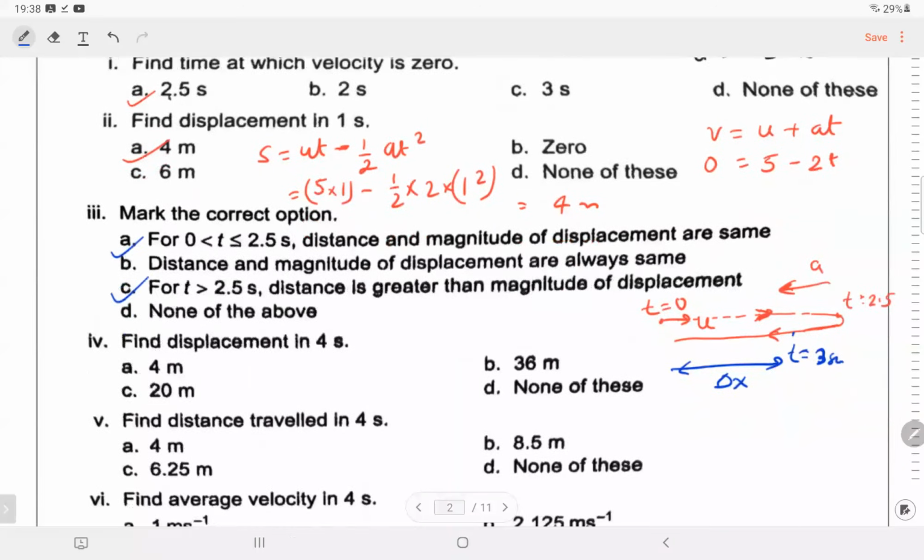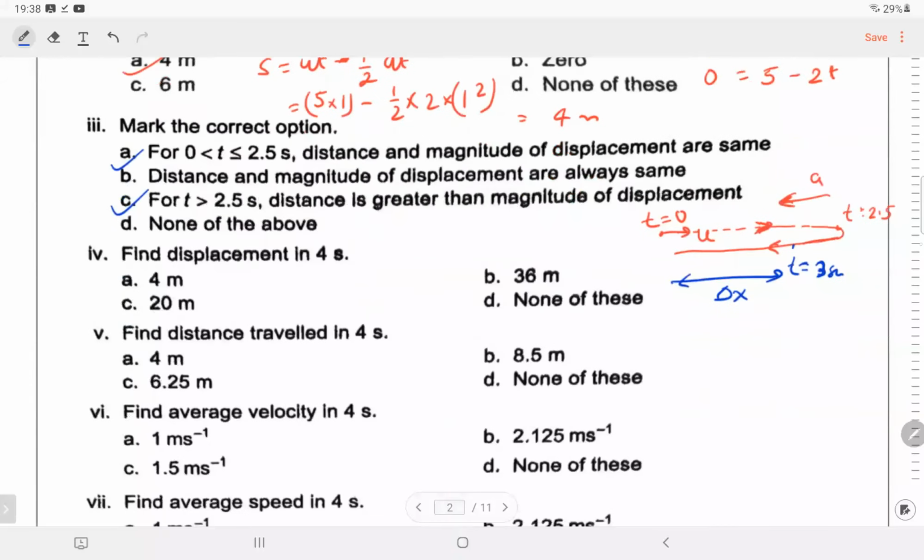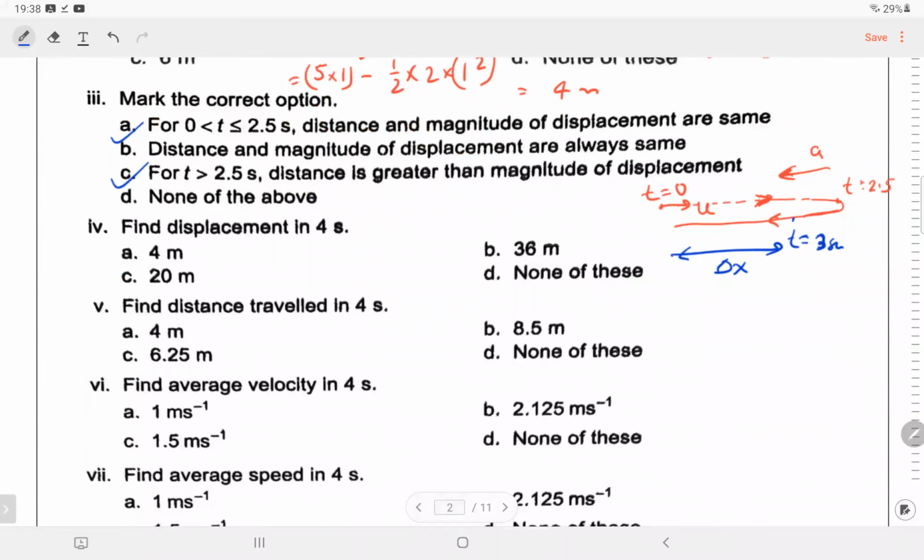Now, find the displacement in 4 seconds. If we have to find displacement, we can directly use the equation, because the equations are in vector form. If you put t is equal to 4, we get displacement only. Right? How much displacement will come? Substitute. Sir, 36 meter. 36 meter.